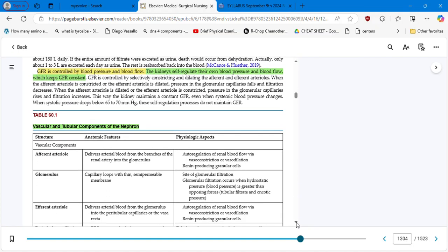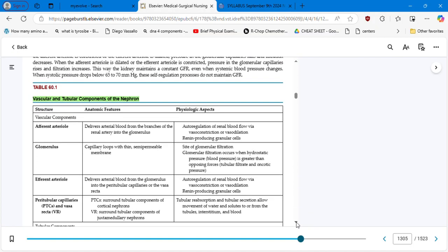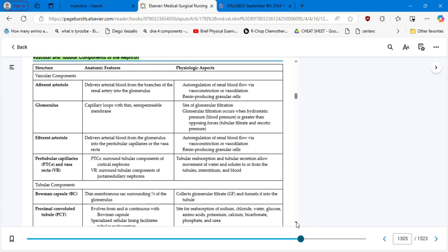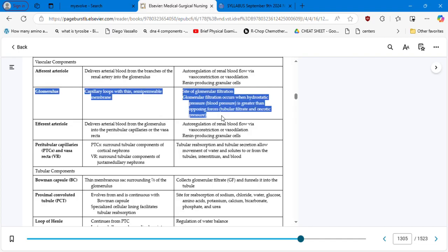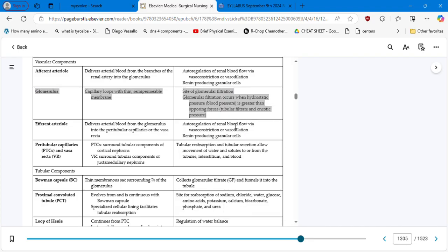So let's double check this table, the vascular and tubular components of the nephron. Most important that I want you to remember really is the glomerulus, okay? The glomerulus is the site of glomerular filtration. Glomerular filtration occurs when hydrostatic pressure, like the blood pressure, is greater than opposing forces, tubular filtrate and oncotic pressure.